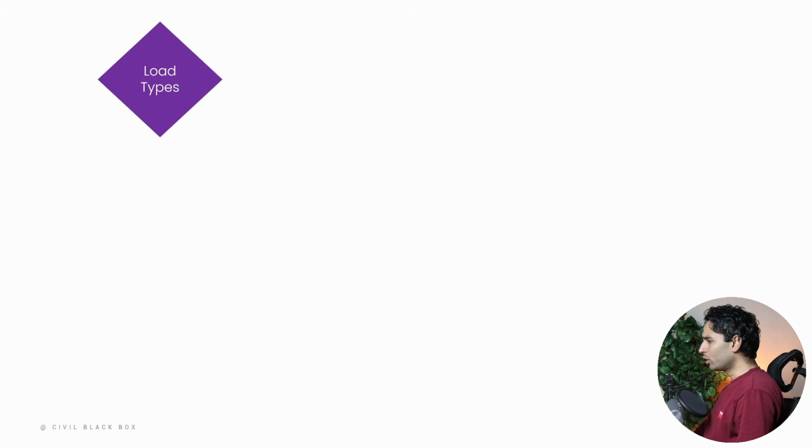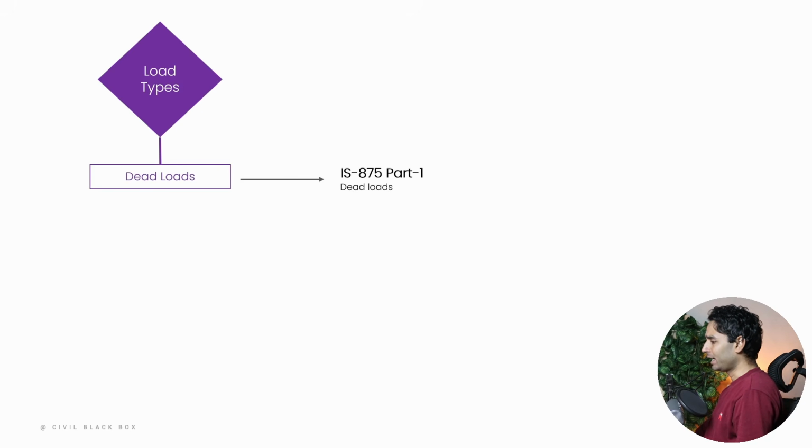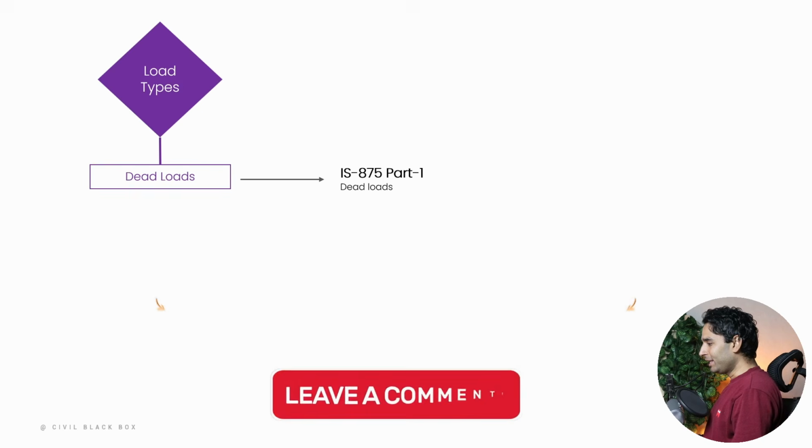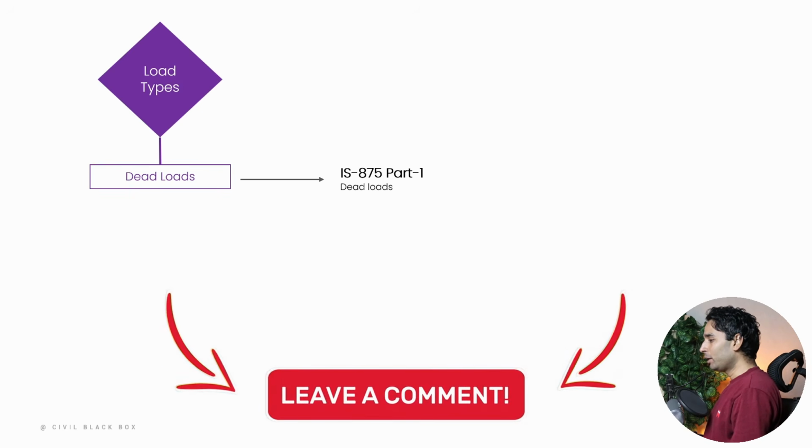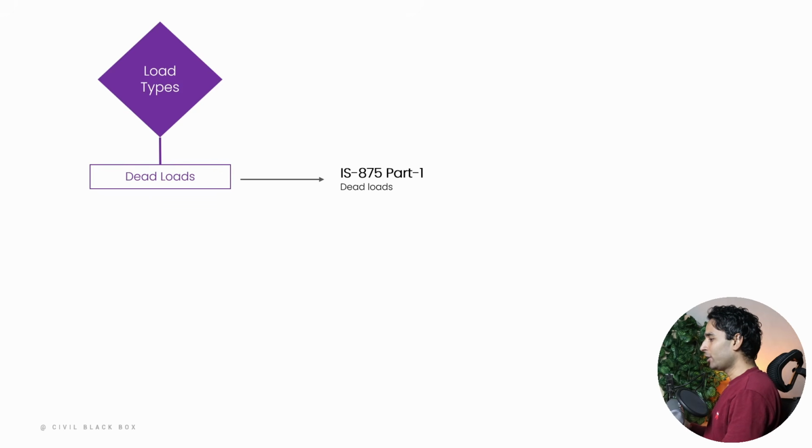Let's start off with the load types. When it comes to load types, we usually work with four different load criteria. We have the dead load, which comes from IS 875 part 1. Again, I'm mentioning the Indian standard code. If you have an equivalent international code like the American code or British code, please hit me up in the comments. I would love to know the comparison between the two. Also, it will give me some idea of creating a comparative video along those lines as well.